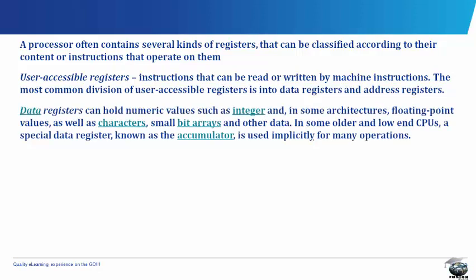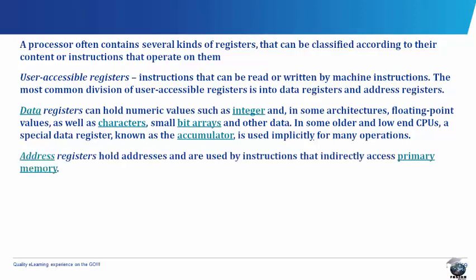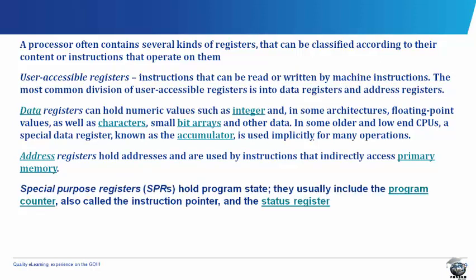What are these? Well, data registers can hold numeric values such as integers and, in some architectures, floating point values. When we say floating point values, we mean values that have decimal places, as well as characters, small bit arrays, and other data. In some older and low-end CPUs, a special data register known as the accumulator is used implicitly for many operations. Address registers hold addresses and are used by instructions that indirectly access primary memory. Special purpose registers called SPRs hold program states. They usually include the program counter, also called the instruction pointer, and the status register.